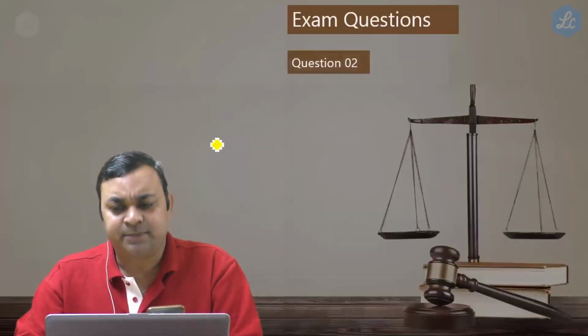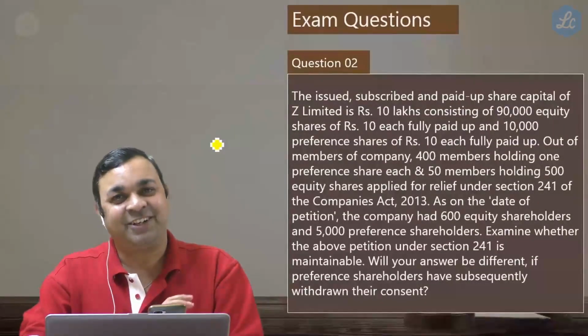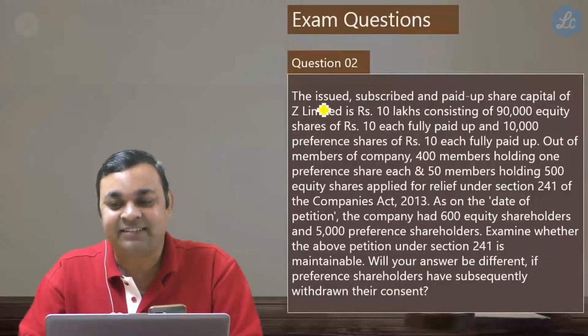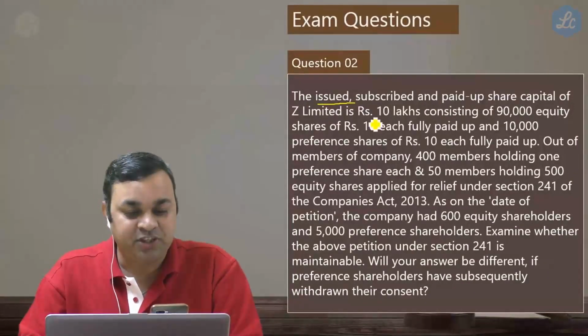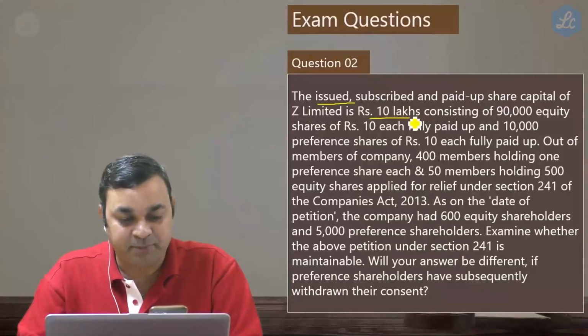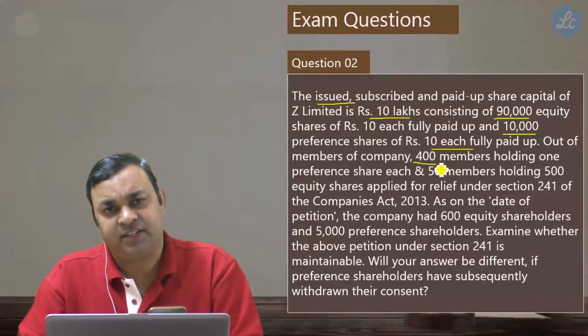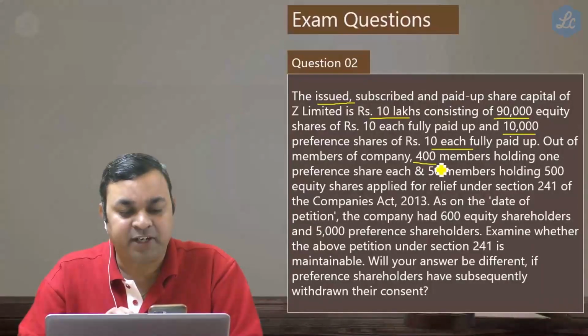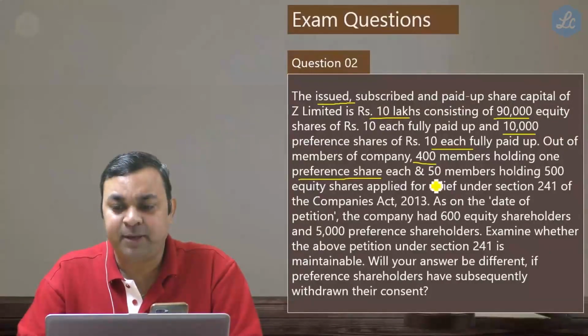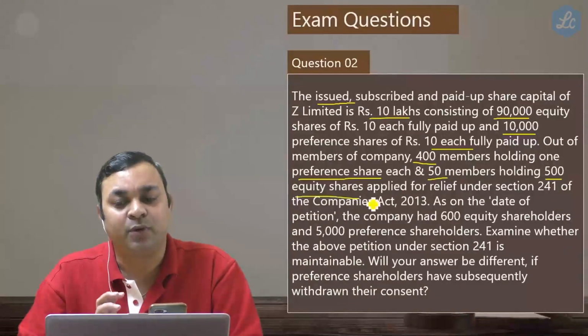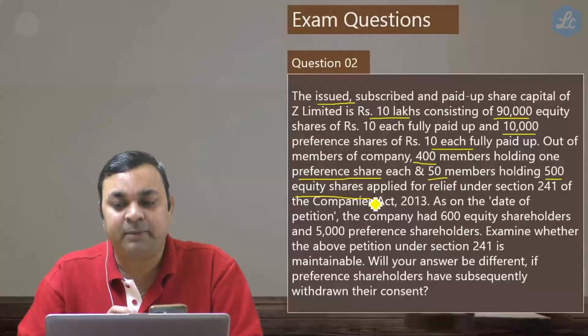The issued, subscribed, paid up capital. Now they have mentioned the capital of Z Limited, that is 10 lakhs, consisting of 90,000 equity shares of rupees 10 each, fully paid up, and 10,000 preference shares of 10 rupees each, fully paid up. Out of the members of the company, 400 members hold preference shares, right? Out of the total number of members, there are 400 members who are holding preference shares, and 50 members holding equity shares applied for relief. So there are 400 members holding preference shares, and there are 50 members holding 500 equity shares.